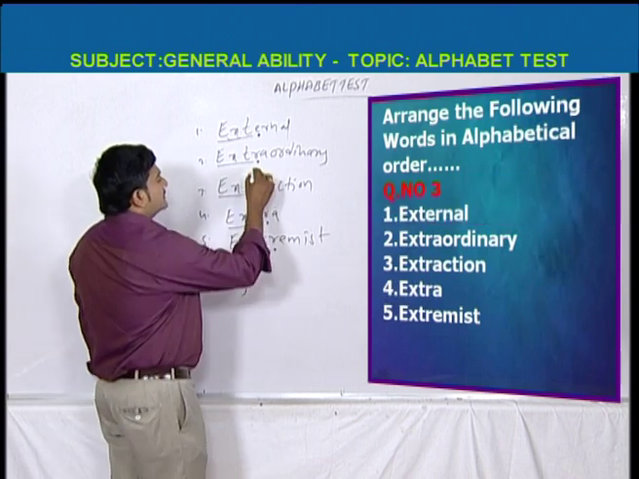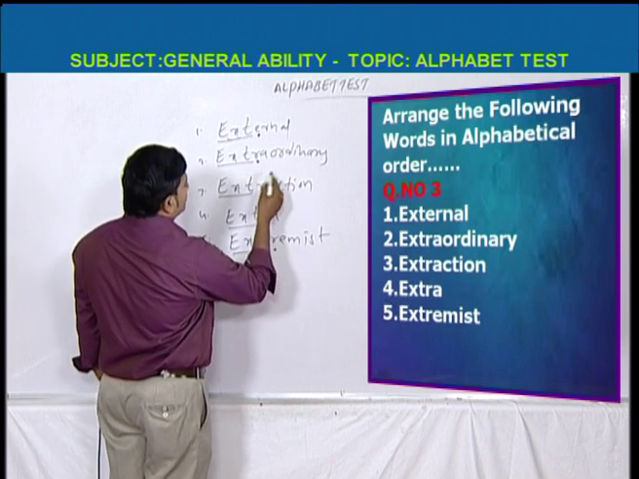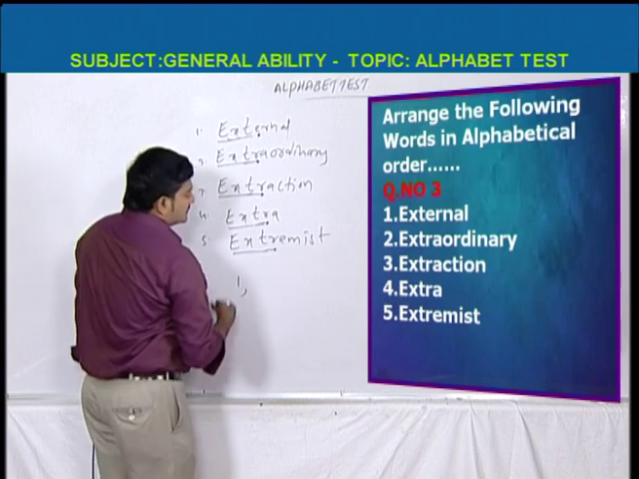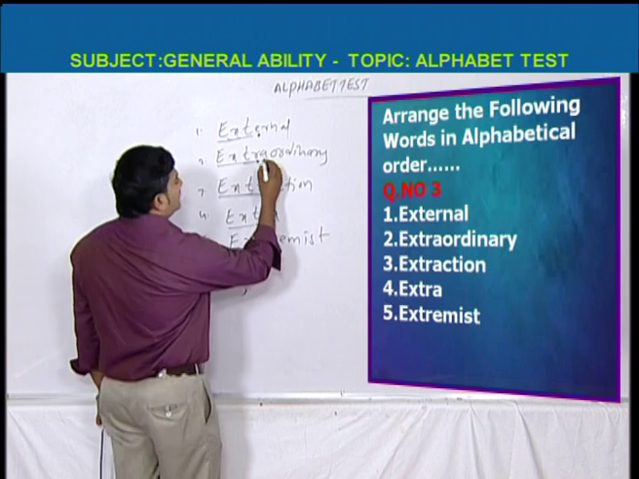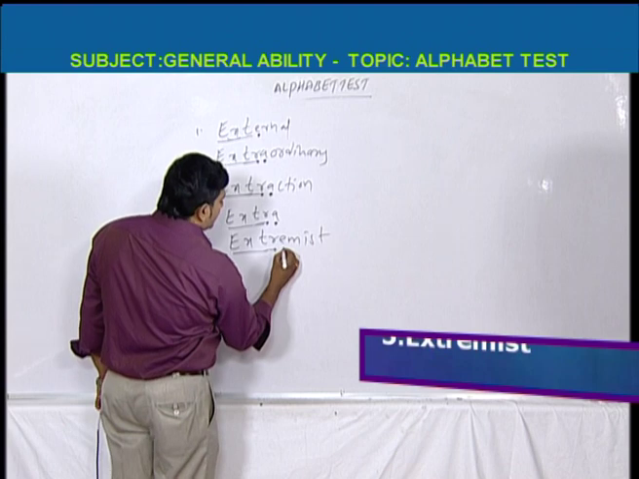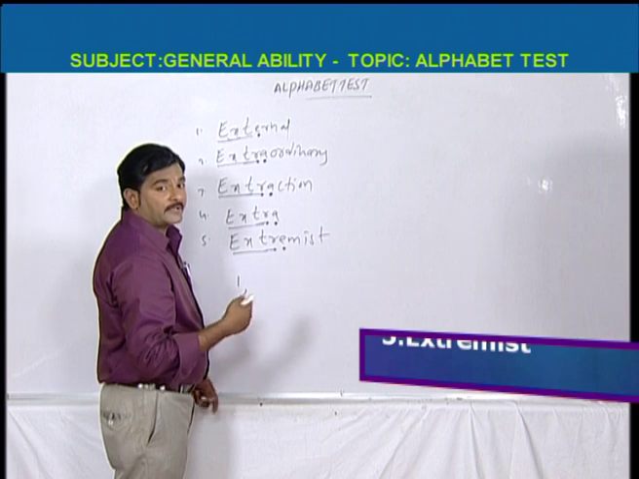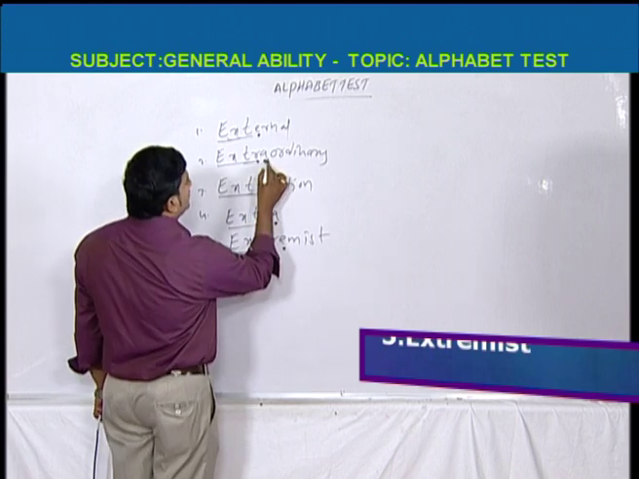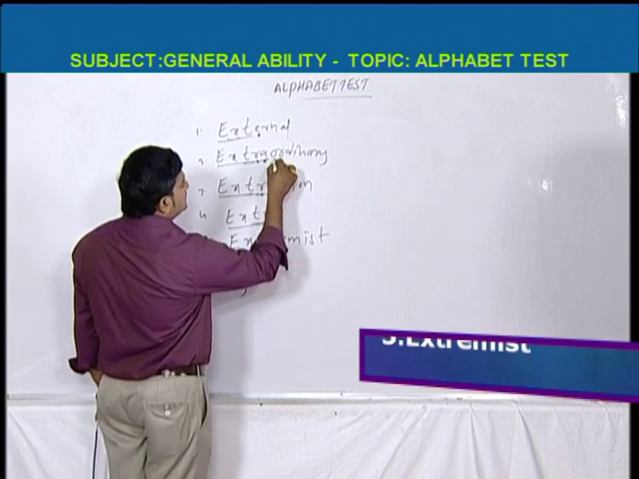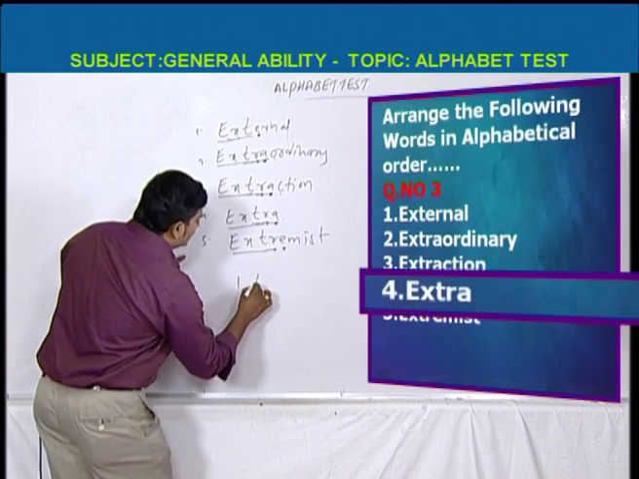After this, next R is there, R is there, R is there, R is there. So here EXTR, EXTR, EXTR, EXTR. Just focus on the remaining letters. A is there, A is there, A is there, here E is there. Tell me, will you get E or A? You will get A, and after A only, you will get E. That's why EXTRA. So here O is there, here C is there, here nothing is there. Since nothing is there here, extra will come first.